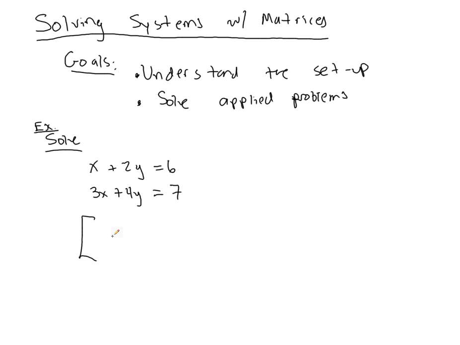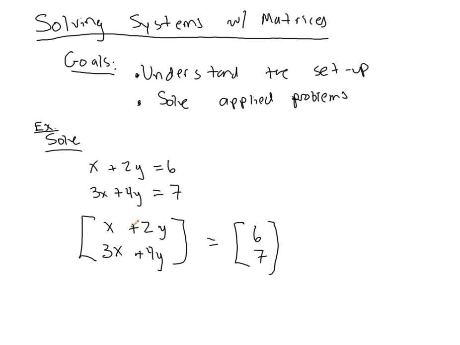So with matrix equality, we know that we can always write an expression as a matrix, and we can equate two matrices assuming that their components are equal. So for example, here by writing this 2 by 1 and this 2 by 1, I'm claiming that x plus 2y is the same as 6, 3x plus 4y is the same as 7.